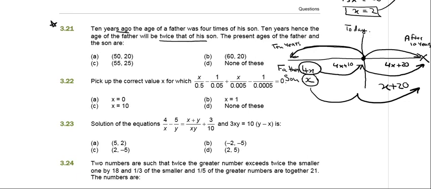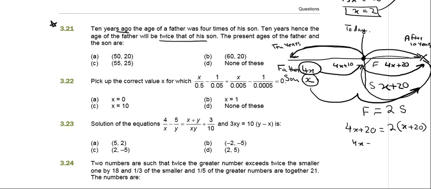Now it says 10 years hence the age of the father will be twice that of his son. This is father's age and this is son's age. And the question says that 10 years after today, at this point of time, father's age will be 2 times the age of son. So 4x plus 20 is equal to 2 into x plus 20. So 4x plus 20 is equal to 2x plus 40. If you solve it, 2x is equal to 20 or x is equal to 10. The value of x is 10.